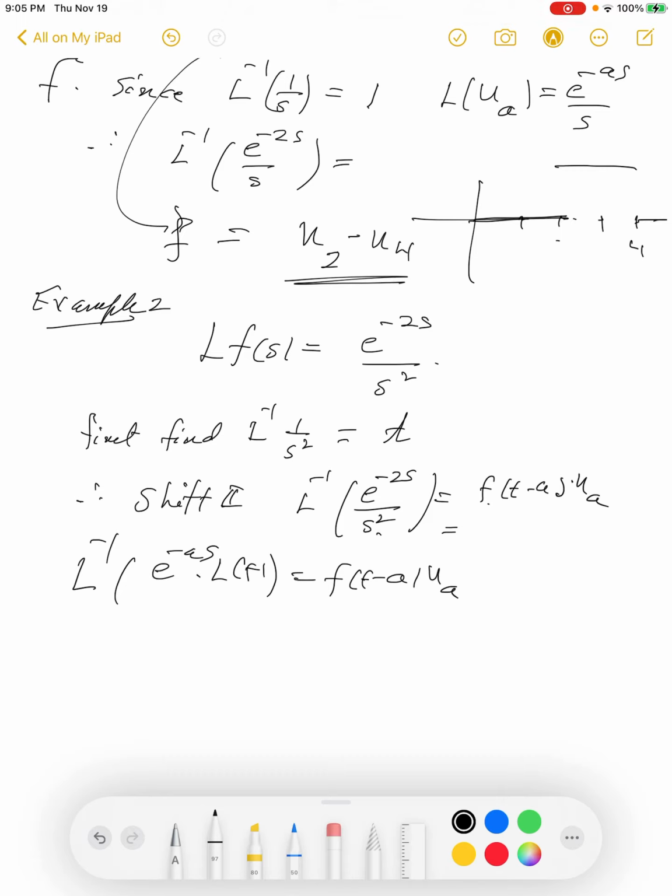So here your f is t, because f of t is 1 over s square. But this function f of t is equal to t, evaluated not at t but at t minus 2. So this will be f at t minus 2 times u2. What is f? f of t is t. So this is t minus 2 times u2, the answer.